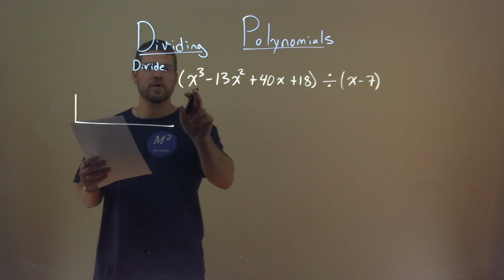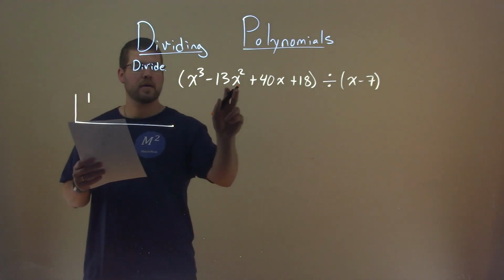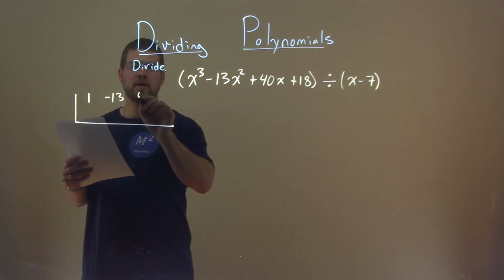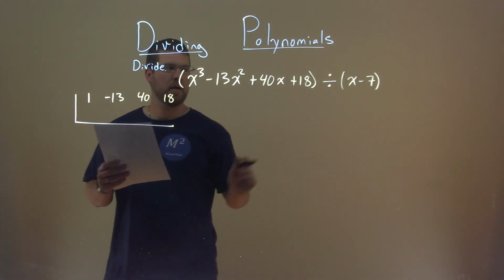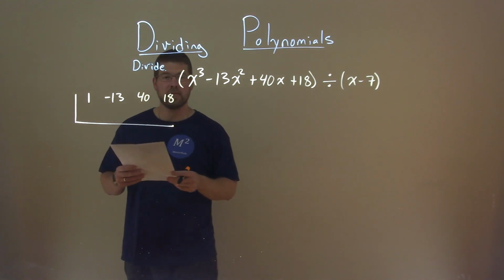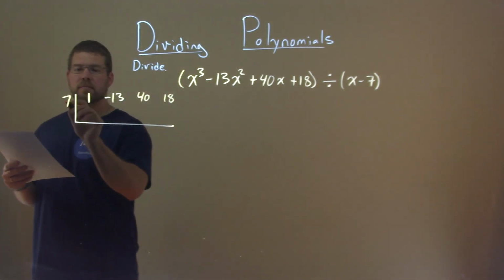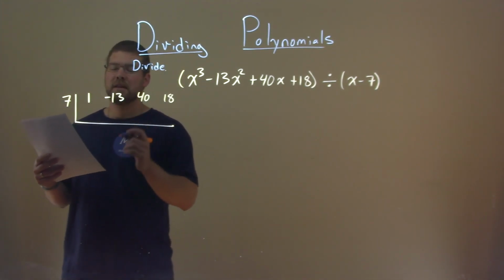We're going to look at the coefficients of our first part. In front of x to the third is a 1. In front of x squared is a negative 13. In front of x is a 40. And lastly, we have an 18 here. Now we have an x minus 7. Opposite of subtracting 7, positive 7. Right there. Okay. Now we can divide synthetically.